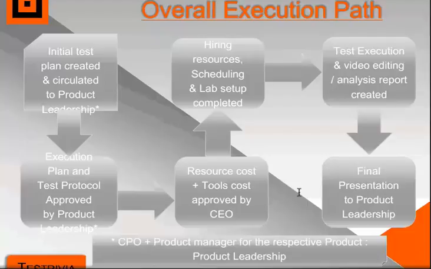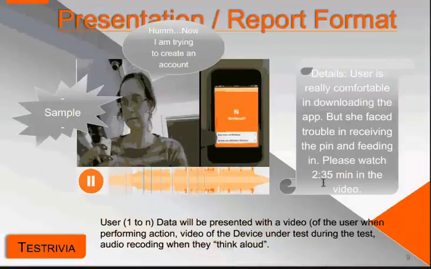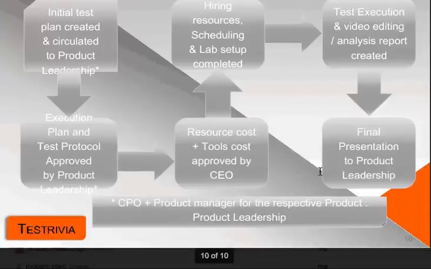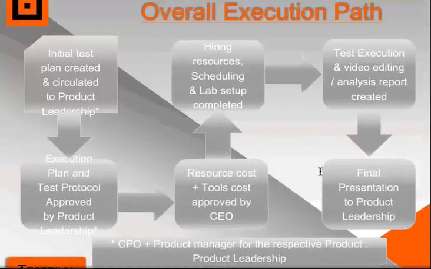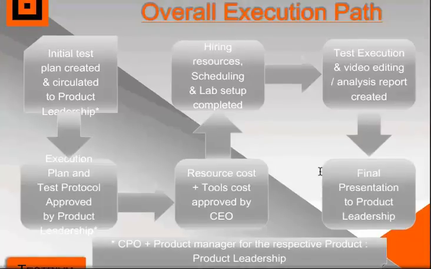Then you will start the test execution, record the video, and analyze the video first, looking at what sections they really stressed on certain points. So when product leadership takes a look, you can specify, for example, take a look at the video at 2:35. They will quickly navigate to the core problems. Then you will create the analysis report, supply the videos along with it, and send a final presentation to the product management and product leadership. That is how you should end your usability test sessions.